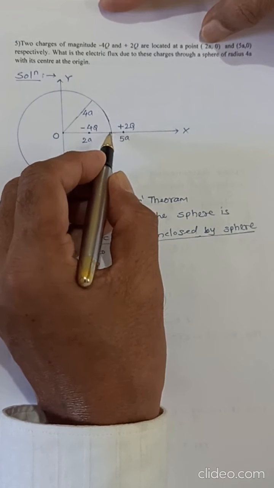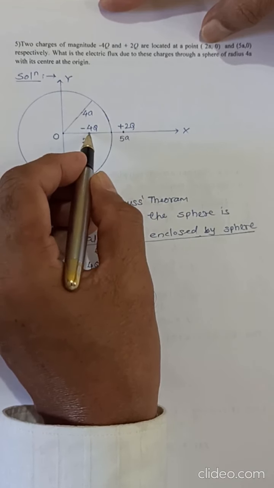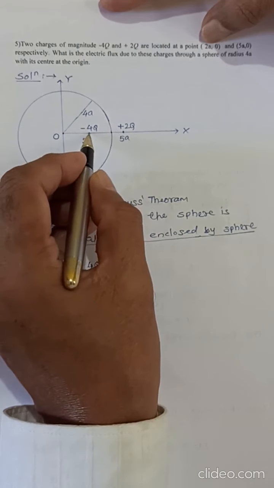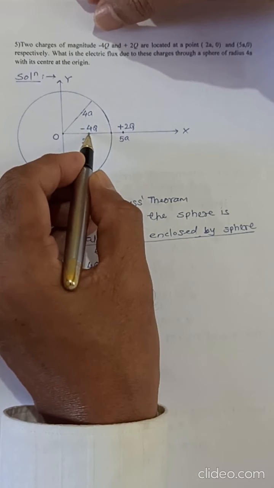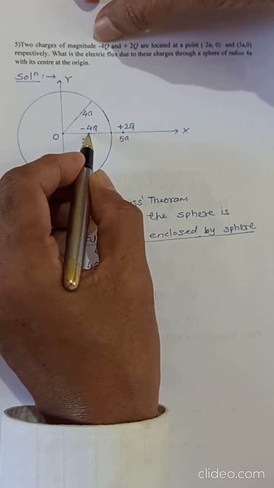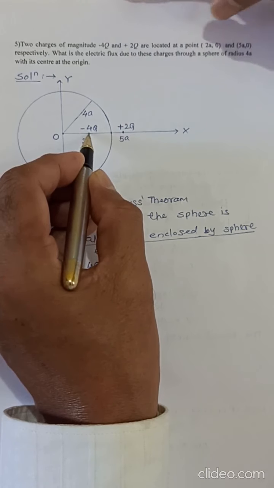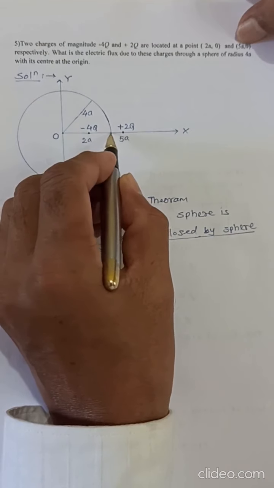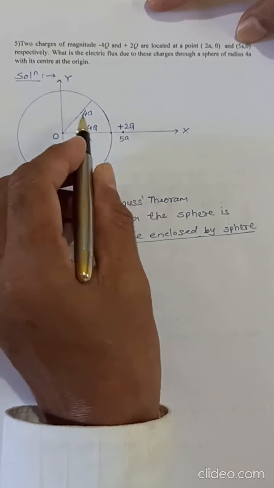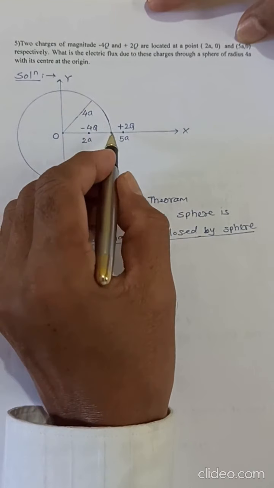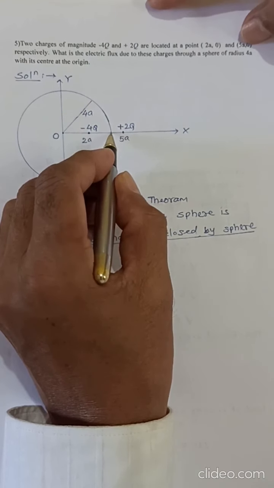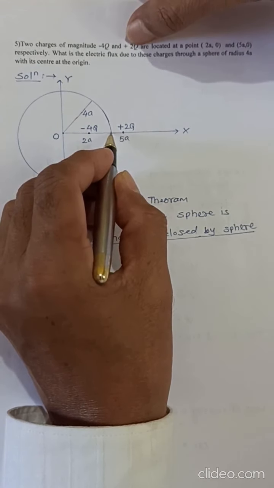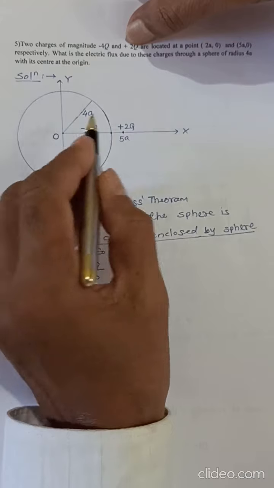So 2a will be the midpoint between 0 and 4a. So at 2a the charge situated is minus 4q. And the second one, at 5a: up to this point the distance is 4a because the radius of the sphere is 4a, and this coordinate is 5a, meaning this charge 2q is situated outside the sphere.